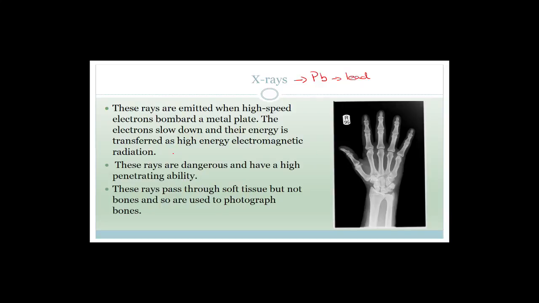Also, if you have an X-ray, they will cover your soft tissues. For women, it'll be your breasts and ovaries, and for boys it'll obviously be your testes and that area. Why? Because those tissues are much more susceptible to high energy radiation, and that can damage them. So we don't really like having lots and lots of X-rays, because X-rays are dangerous and have a high penetrating ability, and that high energy is absorbed by the cells, so it's not really that great. But an X-ray once in a blue moon is not going to hurt you. Like I said, it passes through the soft tissue, but not the bones, and it gets reflected. So this is kind of a photograph of your bones from reflected X-rays.